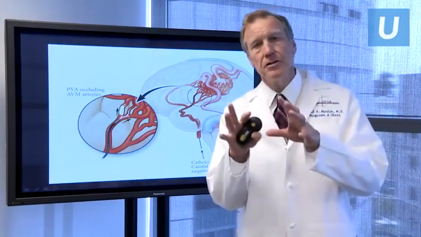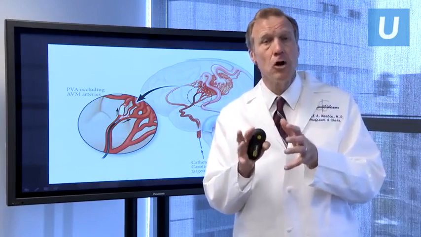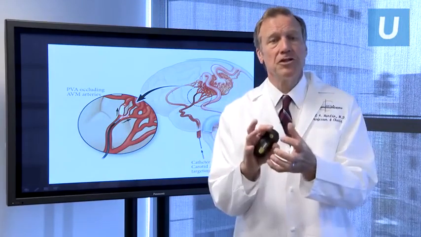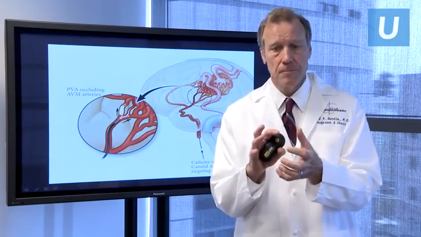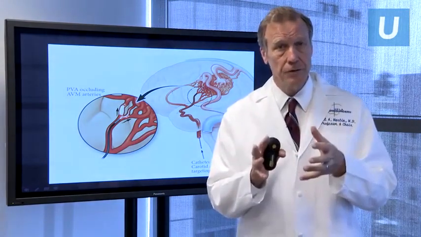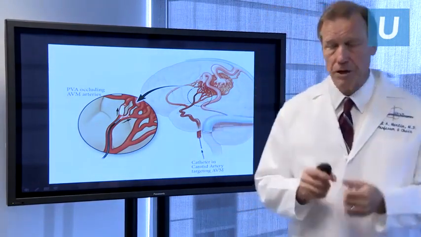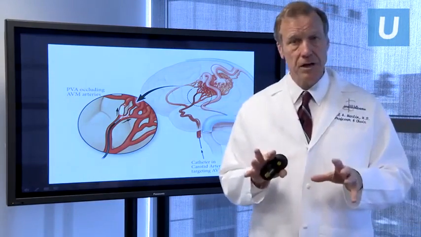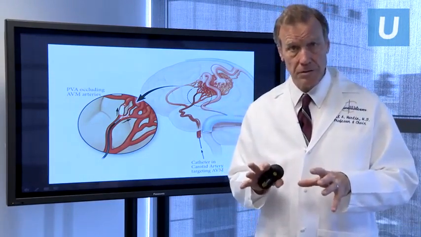In some cases, AVMs, particularly very large AVMs, have to be reduced in size in order to make surgery safer. They have to be reduced in size to minimize the chance of bleeding during surgery, which is one of the key risks. And today that's done with a technique called embolization.